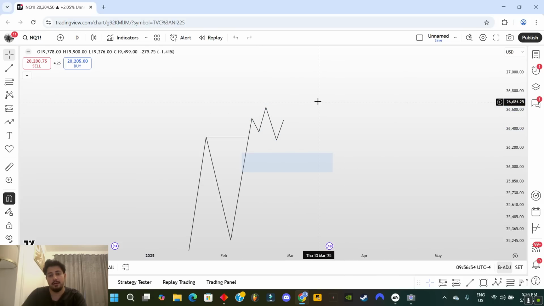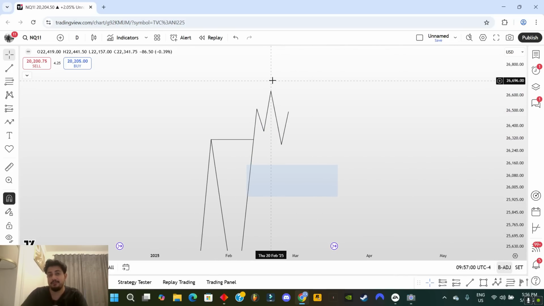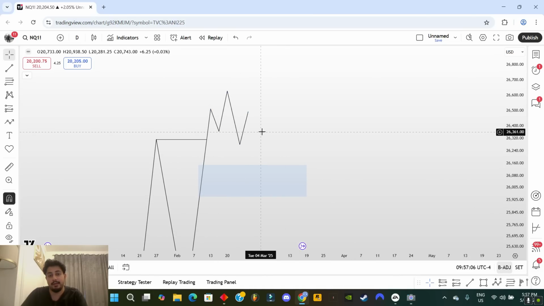Now when we have a market structure shift on the 1 hour, then we have to take entries. So when we have the market structure shift, our bias is confirmed. Now we have to look for entries, and that could either be from a 1 hour fair value gap or could be an order block.